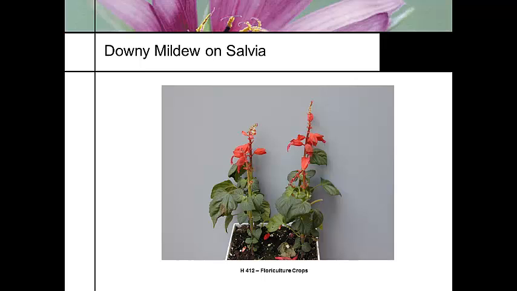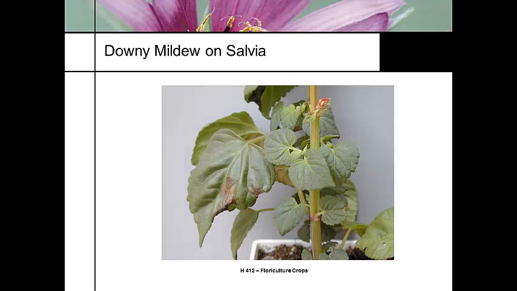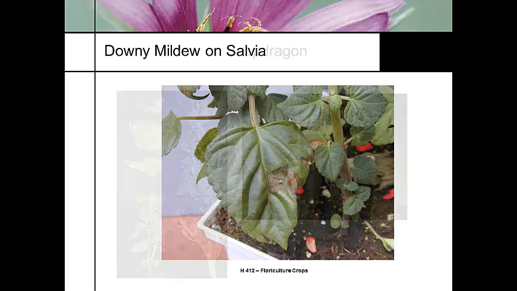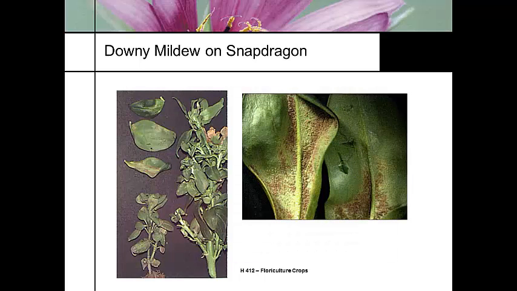Another foliar organism is downy mildew. It's a different organism. It's common on, this is salvia and snapdragons. And see the lesions on the top side of the leaf, but on the underside of the leaf, you'll see these massive purplish spore development and also this contorted tissue on these snapdragons.